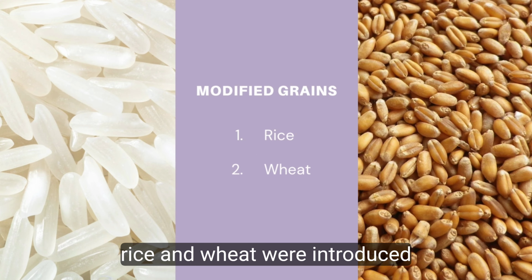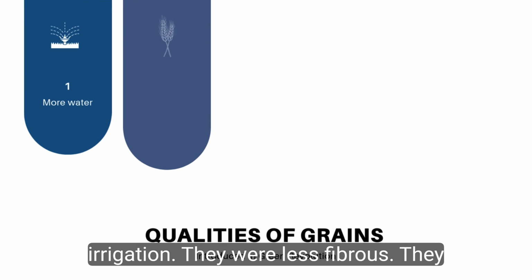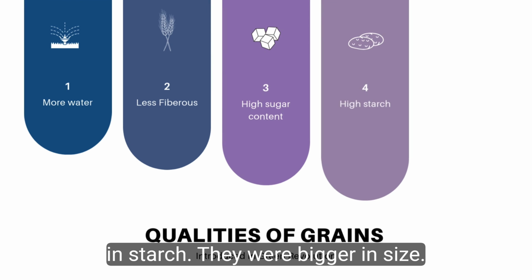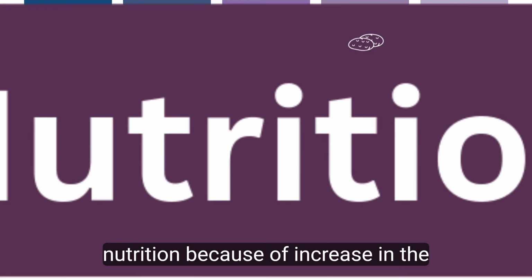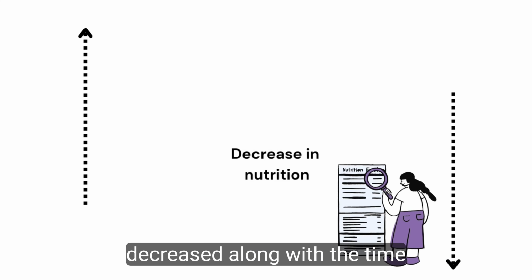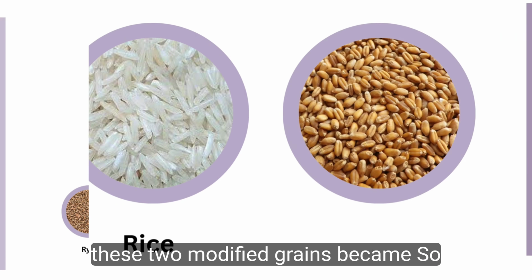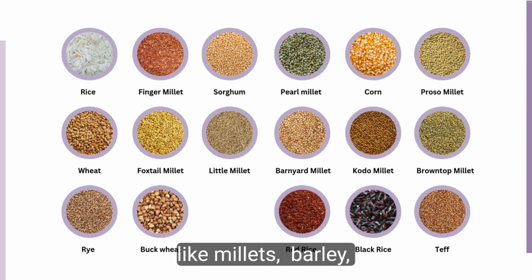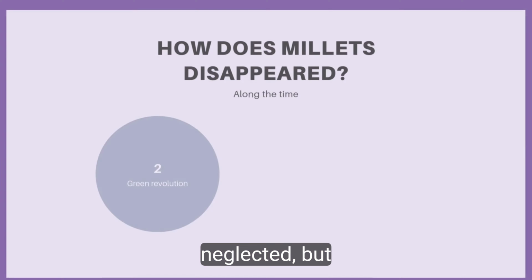were introduced. These varieties required more irrigation, they were less fibrous, they were high in sugar content, they were high in starch, they were bigger in size. But what we missed is the nutrition. Because of the increase in size, nutrient content decreased. Along with time, these two modified grains became so dominant that the rest of the cereals like millets, barley, rye, which were in use, got neglected.